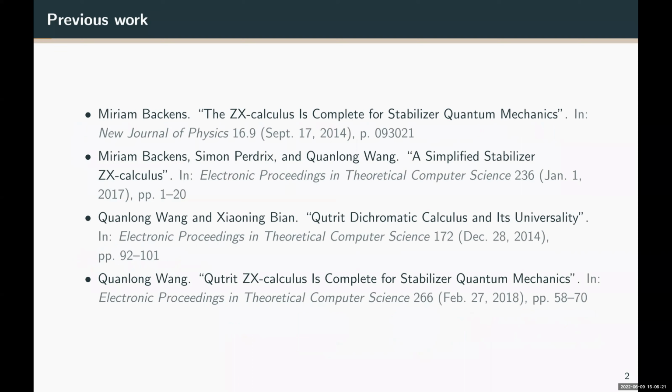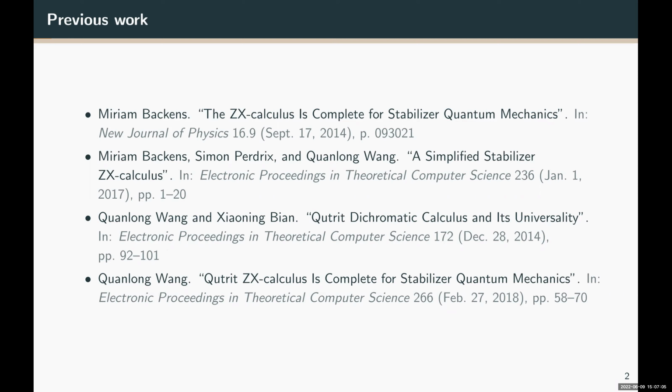It's globally more or less inspired by the completeness results which were obtained for stabilizer fragments in the qubit case by Miriam and her co-authors, as well as Heine's work on the qubit ZX calculus and his completeness result for that in 2018. Now, having said that, there are a couple of differences between our calculi and that of Heine that I think it's worthwhile to emphasize.